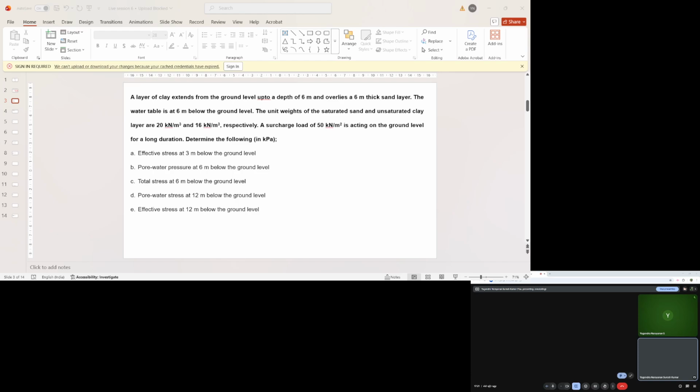Effective stress at 12 meters below ground level. So sigma is equal to 50 plus 16 into 6 plus 20 into 6. It will be 146 plus 120, which is 266.